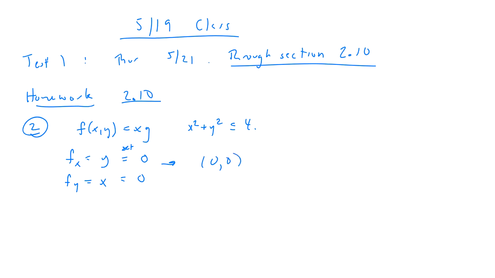We check, make sure it's in the region. It is, which means that is a possible answer, because we know that the absolute minimum and absolute maximum will either occur at critical points or on the boundary. So now we have to look at the boundary. And the boundary is x squared plus y squared is equal to 4. So I can solve for one of them. Doesn't really matter which one.